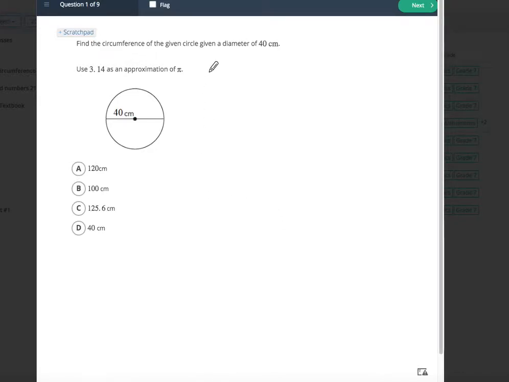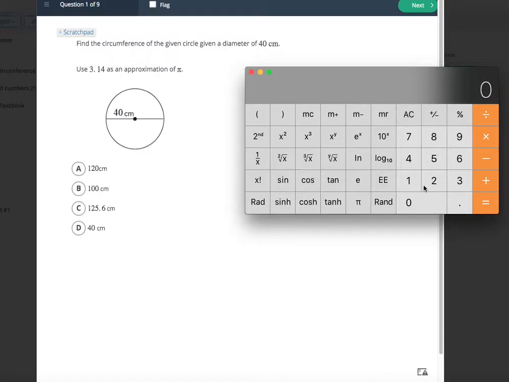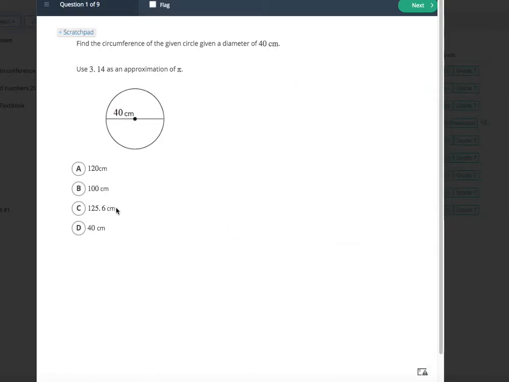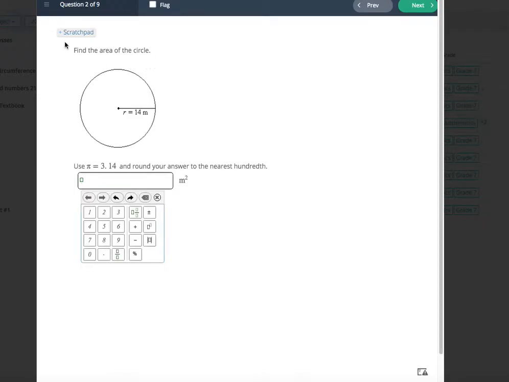So here we go. To find the circumference, the formula is circumference equals pi times diameter. So we're doing circumference equals 3.14 times the diameter, which is 40. There's my problem right there, 3.14 times 40, and we get 125.6. That's C.